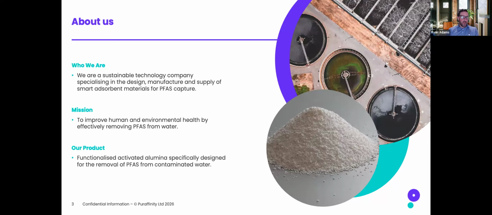So with that comes our product. It's a functionalized activated alumina, and I'll go into this a little more shortly, specifically designed for removal of PFAS from contaminated water. So it is all we focus on, unlike legacy products, which focus on removing numerous different contaminants. We are specifically focused on PFAS.